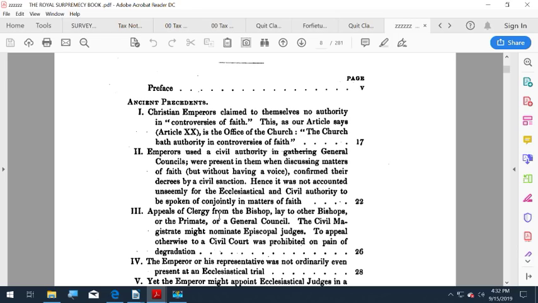And appeals of clergy from the bishop, lay to other bishops, or a primate or general council. The civil magistrate might nominate episcopal judges. To appeal otherwise to a civil court was prohibited on pain of degradation. Right? So if you were going to go to a civil court, you had to go to the episcopal, bishop judges, basically. Right? Who did the judge nominate to be their judges?